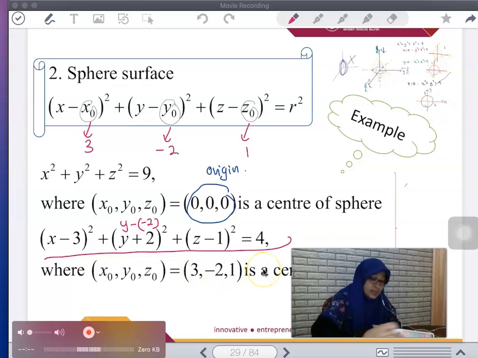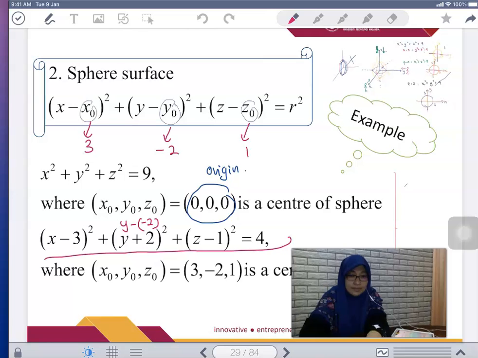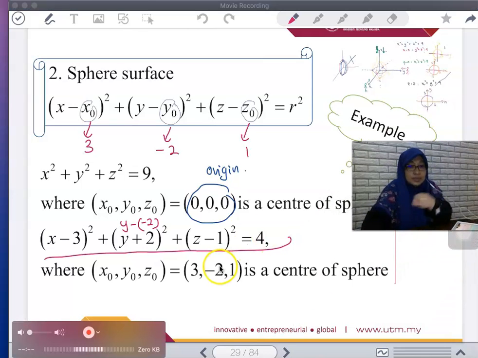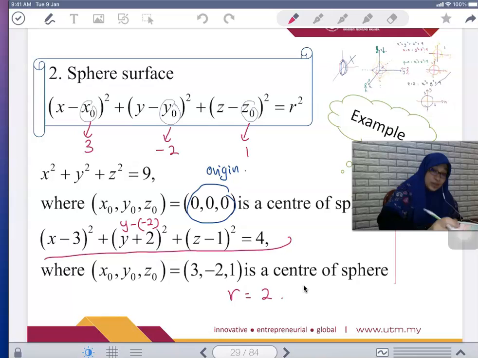And how about the center? So the center of the sphere, this is the center, 3, minus 2, 1. How about the radius? So the radius is 4. Sorry, the radius is 2 because r squared is 4, so r is 2.